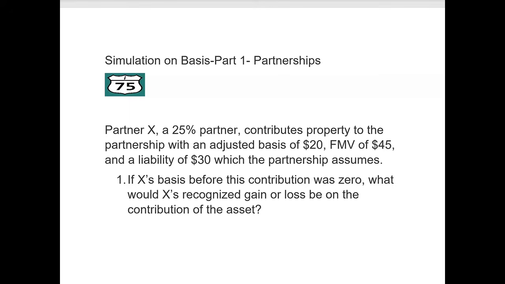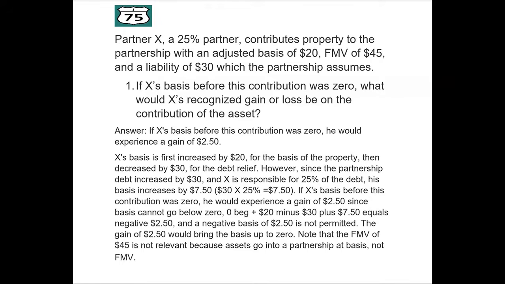Partner X, a 25% partner, contributes property to the partnership with an adjusted basis of $20, fair market value of $45, and a liability of $30, which the partnership assumes. Question 1 wants to know, if X's basis before this contribution was 0, what would X's recognized gain or loss be on the contribution of the asset? And the answer is, if X's basis before contribution was 0, he would experience a gain of $2.50.